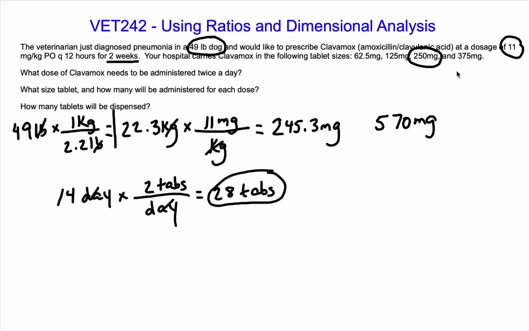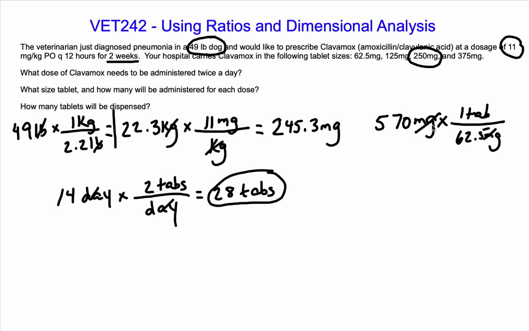So the way to best figure this out is to simply divide our dose by the tablet size, okay? And if you wanted to put that in a dimensional analysis type of equation, you would say that we'll just take a look at how many 62.5 milligram tablets we would use. We would go ahead and set up our equation, and in one tab, there are 62.5 milligrams. That's how we know we need to divide, okay?